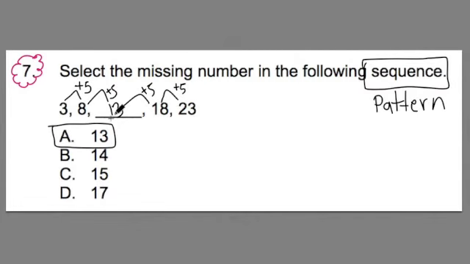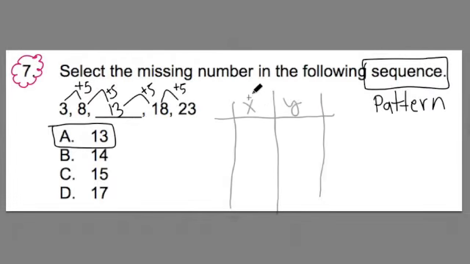Now this is the first level of finding a pattern. Let's expand it out a little bit more, go to the next level. And let's just represent this pattern in an input-output chart. We'll call this X and Y, in and out, or better yet, before we jump to that, let's call our X and Y, X is the term number, and Y is the actual number itself in that sequence.